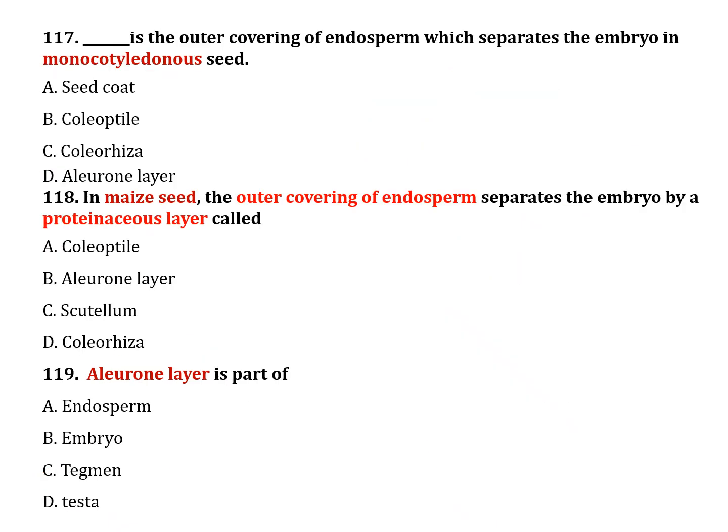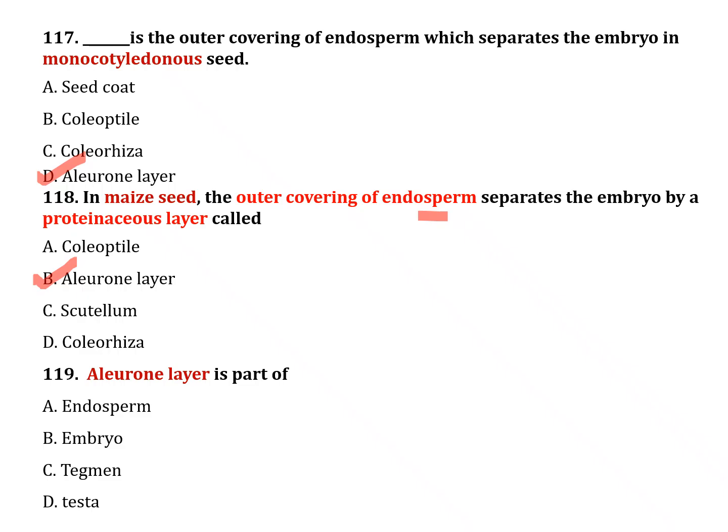The next question number 117. This is the outer covering of endosperm which separate the embryo in monocotyledon seed. Option A seed coat, option B coleoptile, option C coleorrhiza, option D aleurone layer. Correct answer is option D aleurone layer. The next question number 118. In maize seed, the outer covering of endosperm separate the embryo by a proteinaceous layer called option A coleoptile, option B aleurone layer, option C scutellum, option D coleorrhiza. Correct answer is option B aleurone layer.